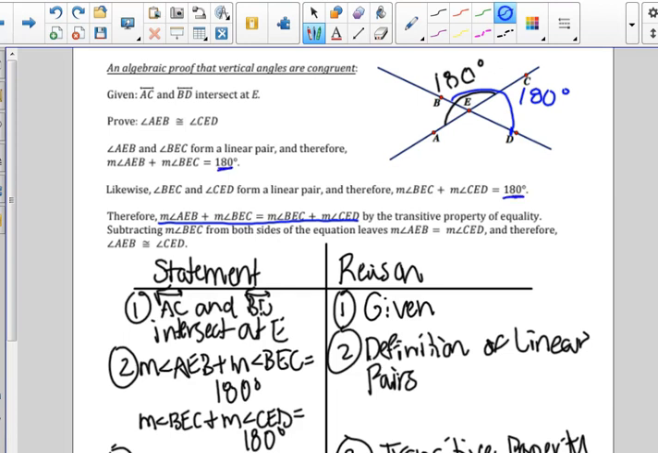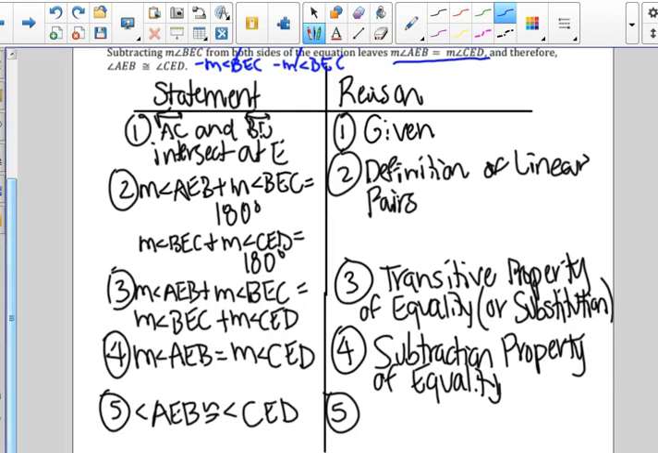So by the transitive property of equality, or we could also use substitution, we'll substitute in where we see the 180 degrees, we can say that that is true. If we were to subtract the measure of angle BEC from both sides mathematically, we would see that we are left with the measure of angle AEB equal to the measure of angle CED. Therefore, we can conclude that those two angles will be congruent. To write that in two-column proof form, I have done so here, so you can take a look at the two-column proof form, and you may pause this video so you can copy this down in your notes.